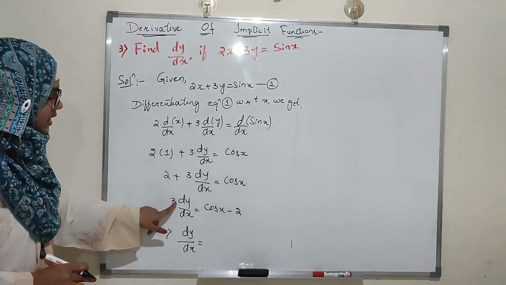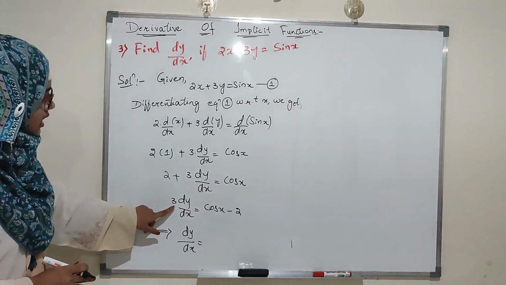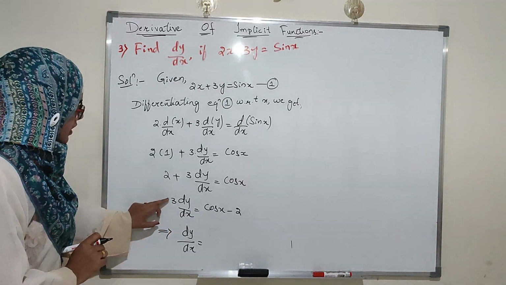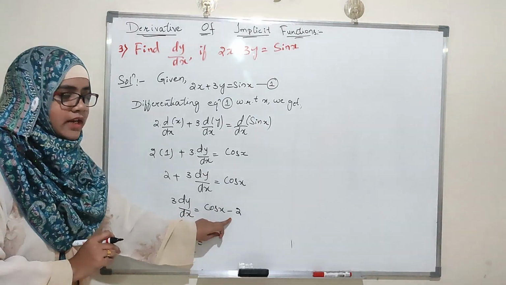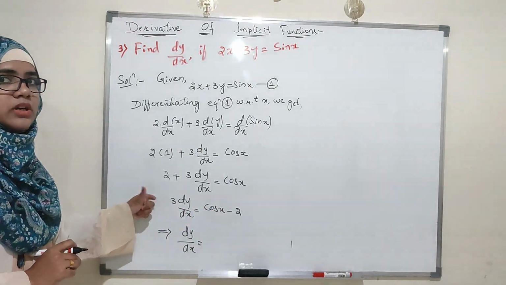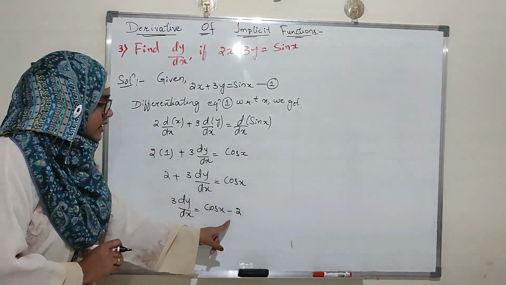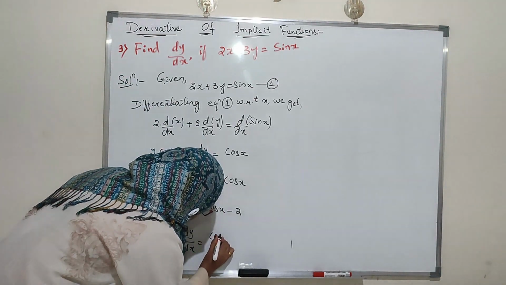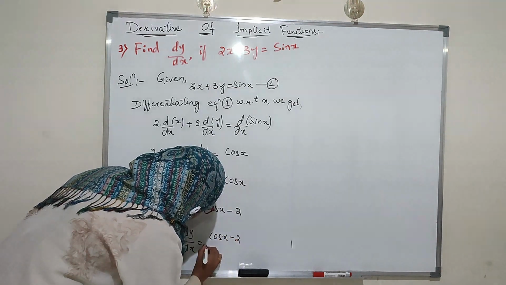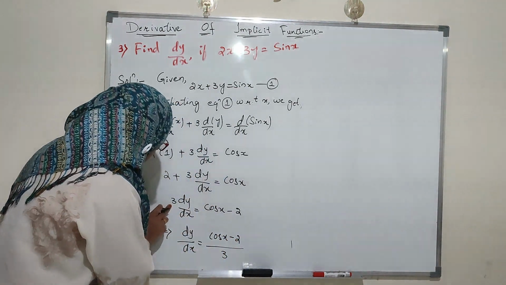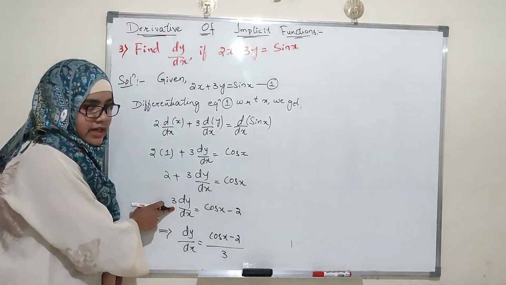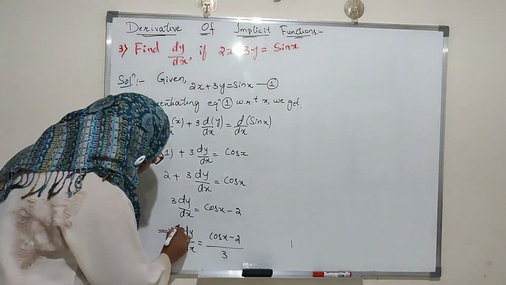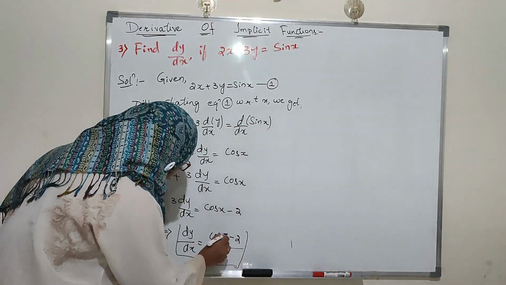The 3 is in multiplication on the LHS side. 3 into dy by dx we have. But we want to find the value of dy by dx. That's why I am taking this 3 to the RHS side. But here it is in multiplication on the LHS side, so if you want to take this, see here, it goes to the denominator of this term. Which term? Cos x minus 2, divided by 3. The 3 being in multiplication on the LHS side goes into the denominator on the RHS side. So this is the final dy by dx value.